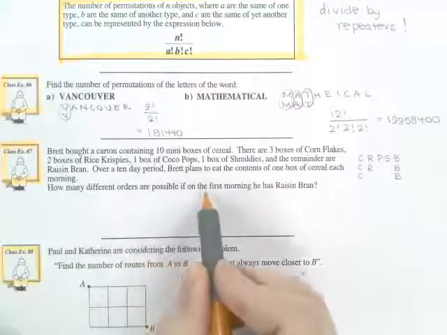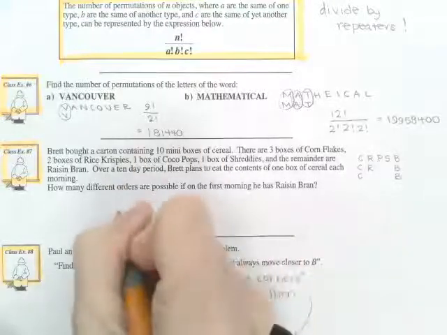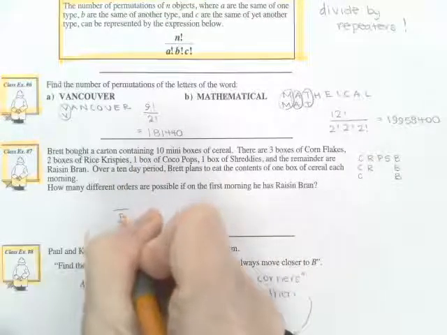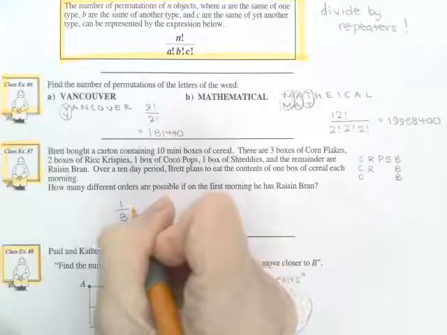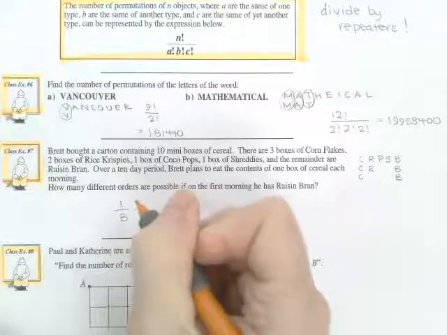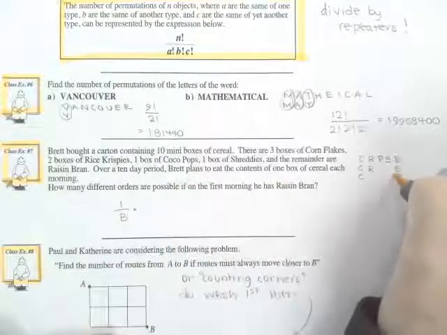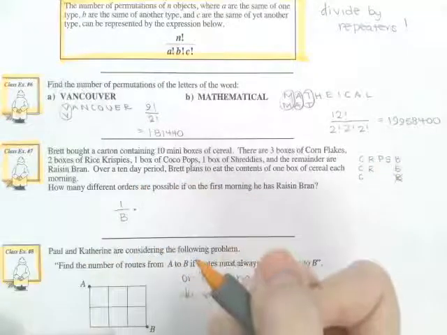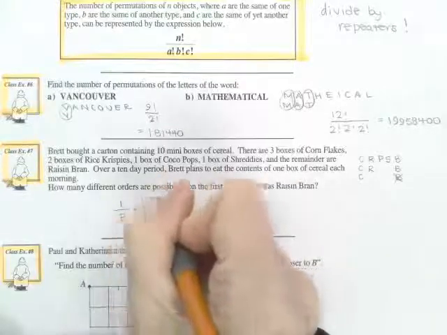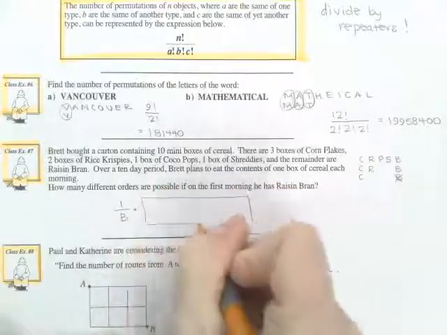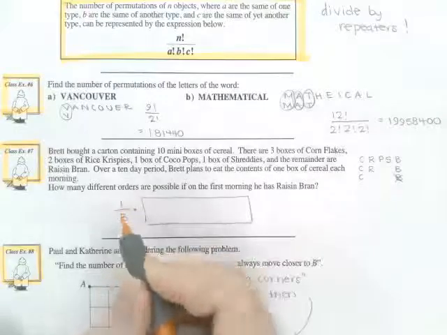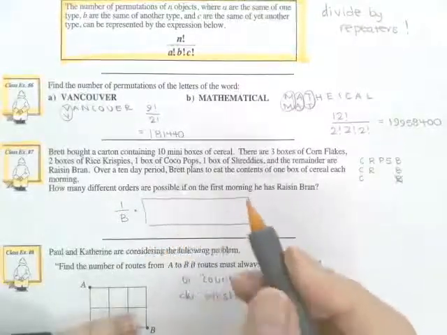How many different orders are possible if on the first morning he has Raisin Bran? Well, if the first morning he's got bran, I've only got one way of him doing that. That's forced. So goodbye to that. We're just going to assume that that happens, and now we're going to go on with the rest of the story as if they didn't even tell us that, because it's forced to happen.